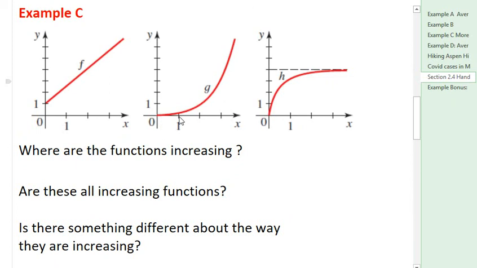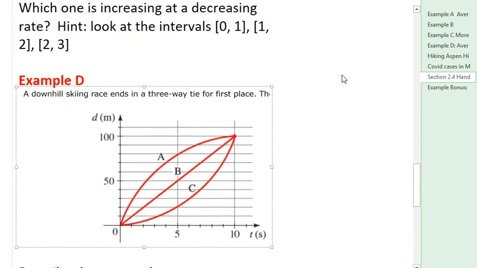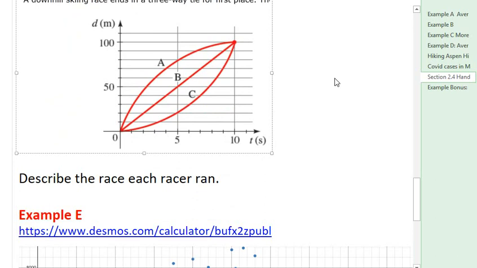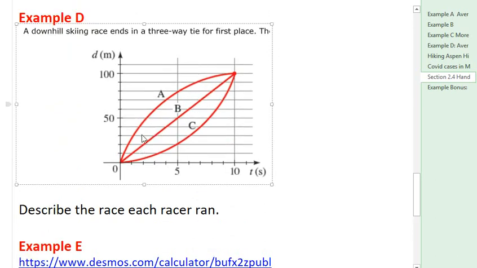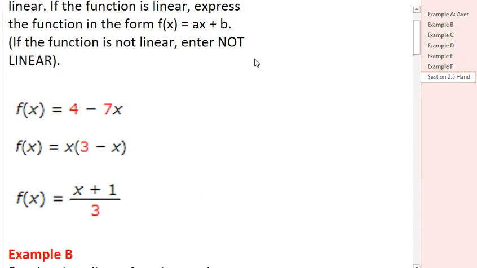It'd be really nice if you could understand these ideas about increasing at a constant rate, increasing at an increasing rate, and increasing at a decreasing rate. That might be a little bit tough, but if you could, that'd be awesome. Maybe you want to explain how these 3 different racers ran the race. And last but not least is a couple easy ones on linear functions.